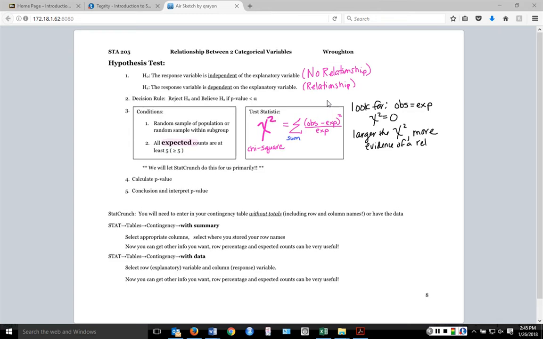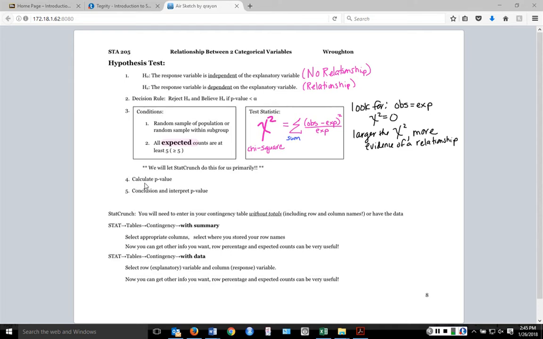So the larger this chi-squared, the more evidence there is of a relationship, because that means my observed and expected are more different from each other. Remember, the expected is assuming there's no relationship. So if my observed and expected are very different, that gives me evidence that there is a relationship. And we'll talk about that in a little more detail when we do an example as well.